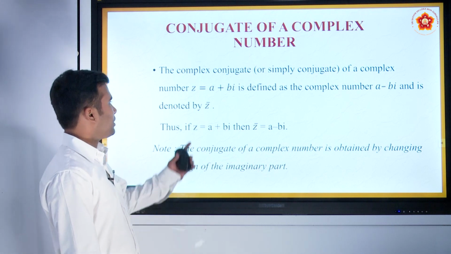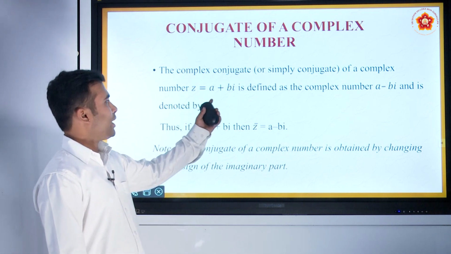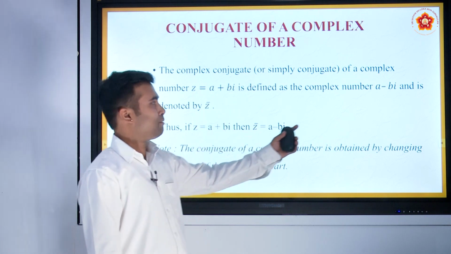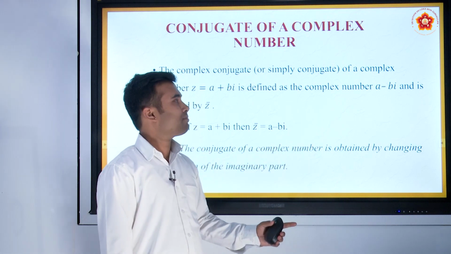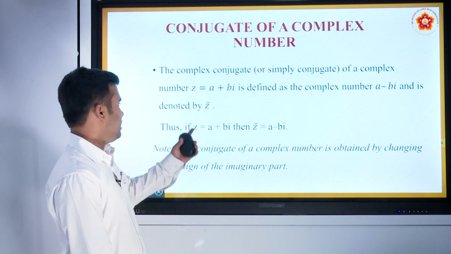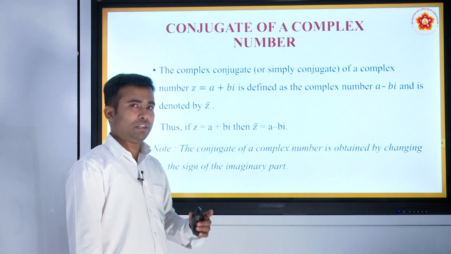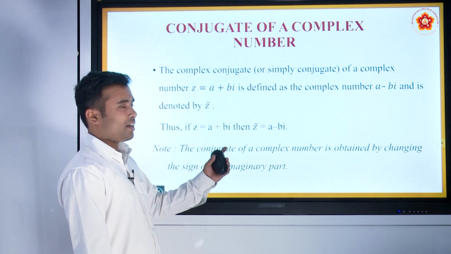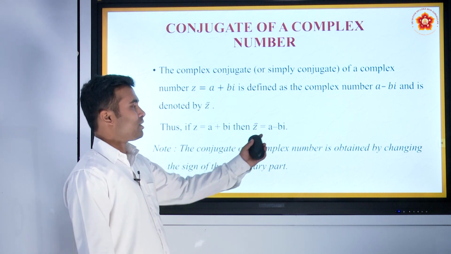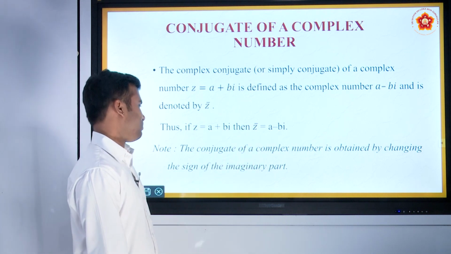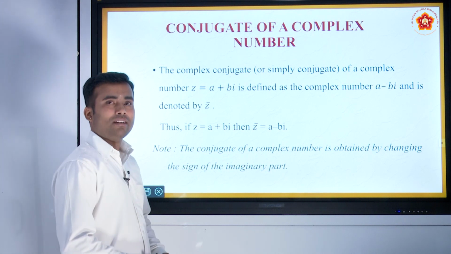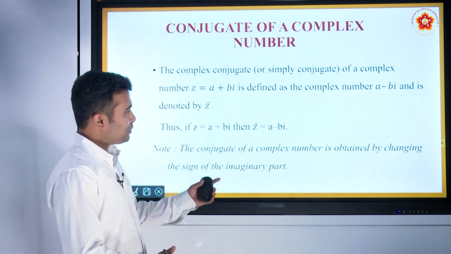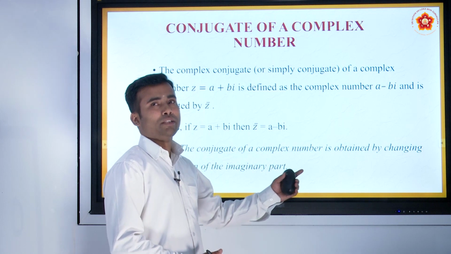Any complex number can be represented as z is equal to a plus bi. This is the general form of representing a complex number, and its conjugate can be written as a minus bi, which is denoted by z bar. Z bar denotes the conjugate of a complex number. Thus if z is equal to a plus bi, then its conjugate z bar is equal to a minus bi. Here we should remember that to write the conjugate of any complex number, we should change the sign of the imaginary part of z.